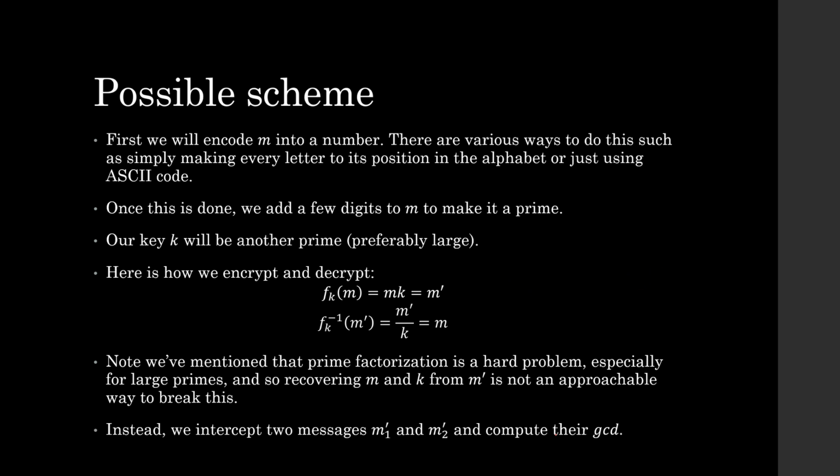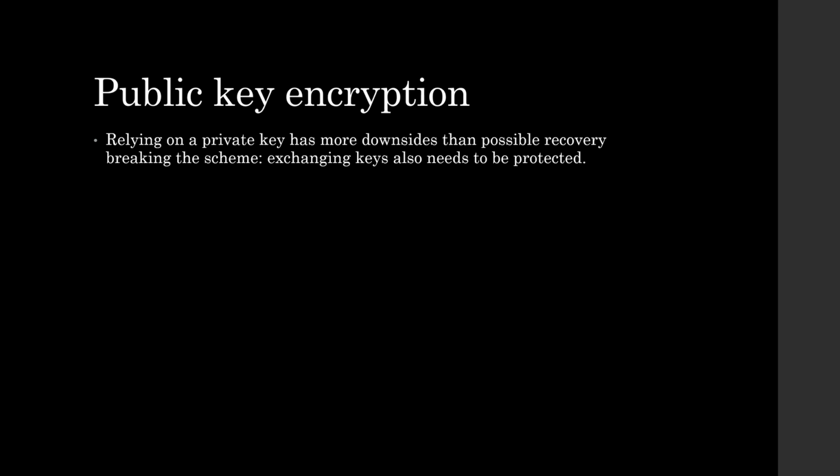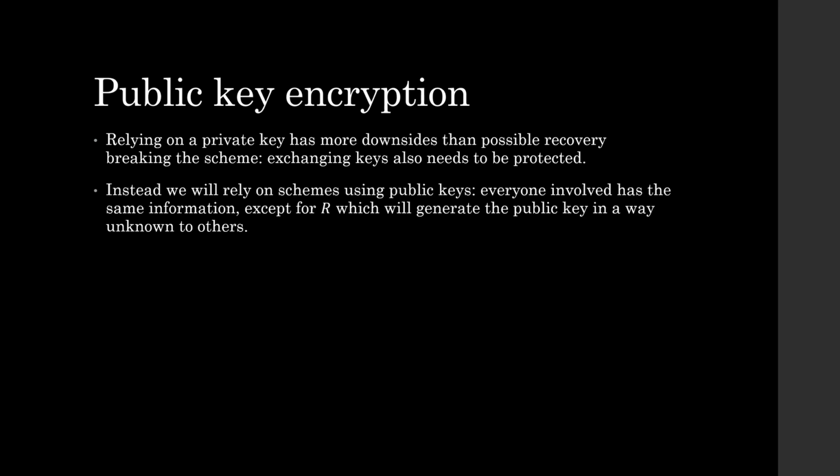So that doesn't work. So instead, we're going to be using public key encryption, and that's also to fight against this problem of having to distribute keys between the sender and the receiver that are symmetric, because that distribution has to be secured as well. So instead, we're going to use a scheme called public key encryption. And public key encryption actually involves, as it says, a public key. Everyone involved in the transaction, including the interceptor, has the exact same information. They have a public key which is available to everyone, except that the receiver is going to generate that public key in a way that's unknown to others.